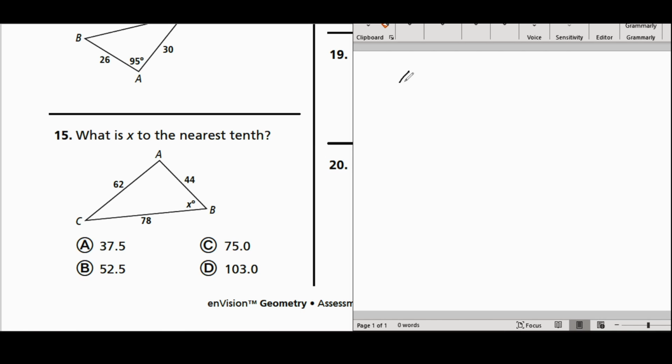So let me write it out just so I can make sure that I have it ready to use. And it wants to know what is x to the nearest degree. Well, x is equal to the measure of angle B. And I'm just going to keep that in mind because my unknown is an angle. That means this is going to be my unknown. So everything else needs to be filled in.